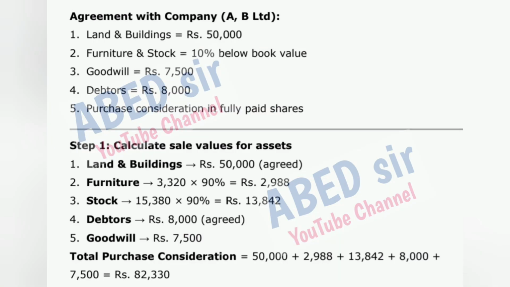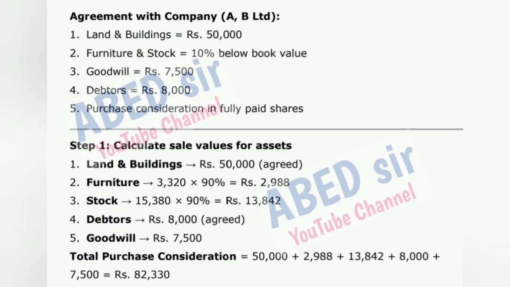Agreement with Company A, B Ltd. 1. Land and buildings is equal to 50,000 rupees. 2. Furniture and stock is equal to 10% below book value. 3. Goodwill is equal to 7,500 rupees. 4. Debtors is equal to 8,000 rupees. 5. Purchase consideration in fully paid shares.